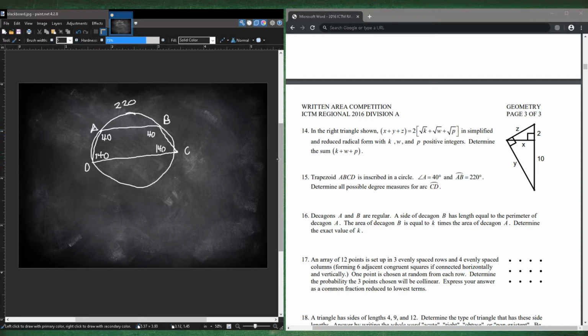Okay, so the special case of a trapezoid inside a circle is that it has to be an isosceles trapezoid, right? Because they're both the same on top and both the same on the bottom.